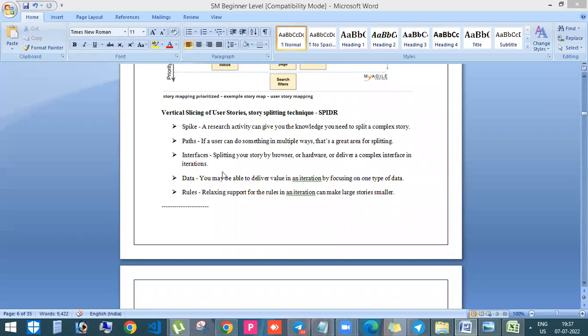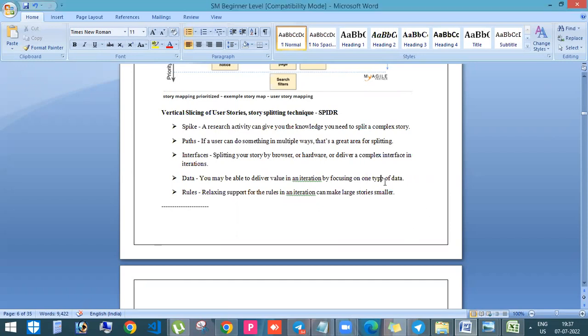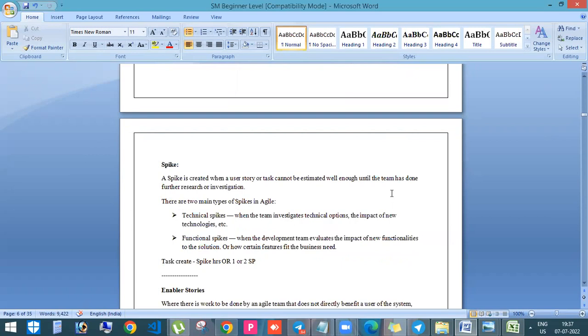Now you are able to understand spike, right? Are you using spike in your project? No. Okay, very good. We have seen a split where a story is big and they say we need a separate story. We have seen that happen, but this I have not seen.